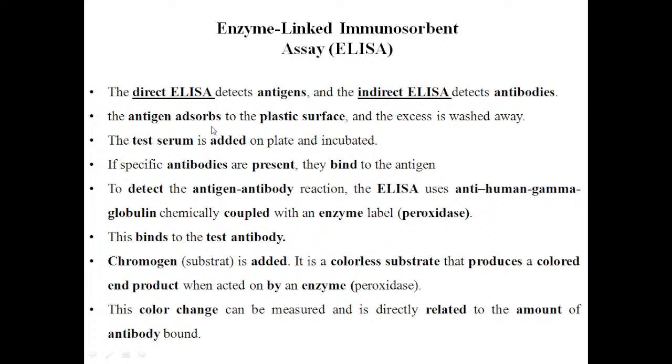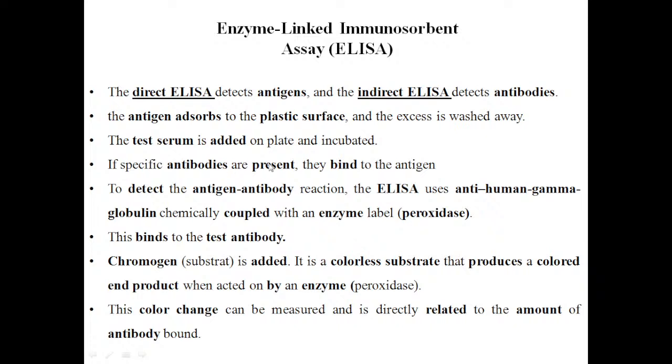Antigen absorbs to the plastic surface and the excess is washed away. The test serum is added then on a plate and incubated. If specific antibodies are present, they bind to the antigen. To detect the antigen-antibody reaction, their complex, the ELISA uses anti-human gamma globulin chemically coupled with an enzyme label, peroxidase.